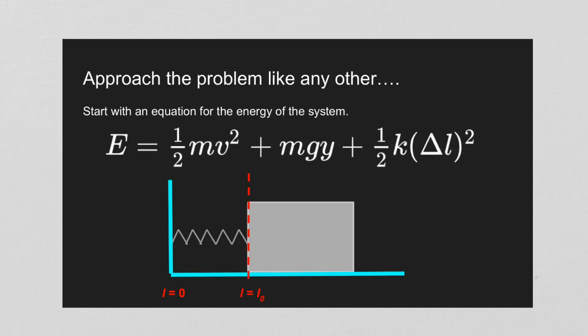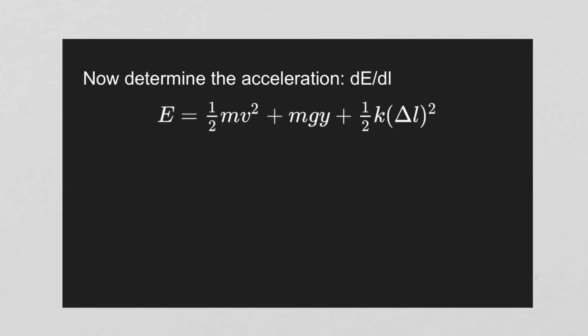So we're going to write an equation for the energy of a system. The block's going to move back and forth, potential energy for gravity for good measure, and this is your spring potential energy. Let's determine the acceleration. So to do this, we use dE/dl. And remember, the reason you take the derivative with respect to space or a spatial coordinate is because you're going to get acceleration.